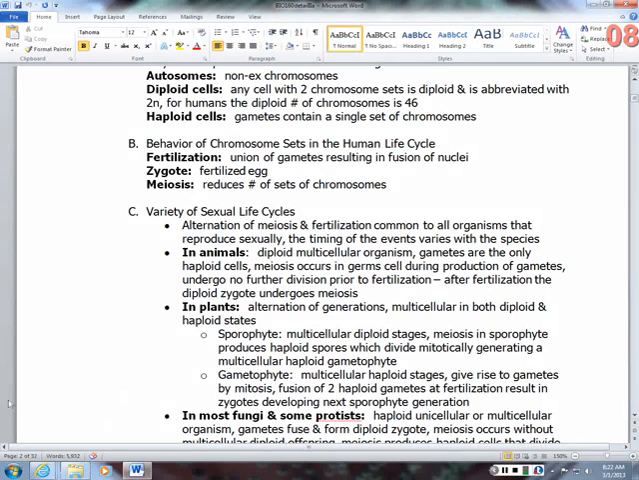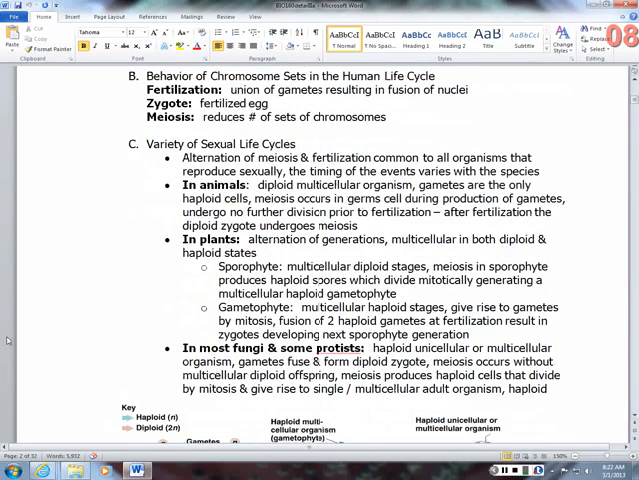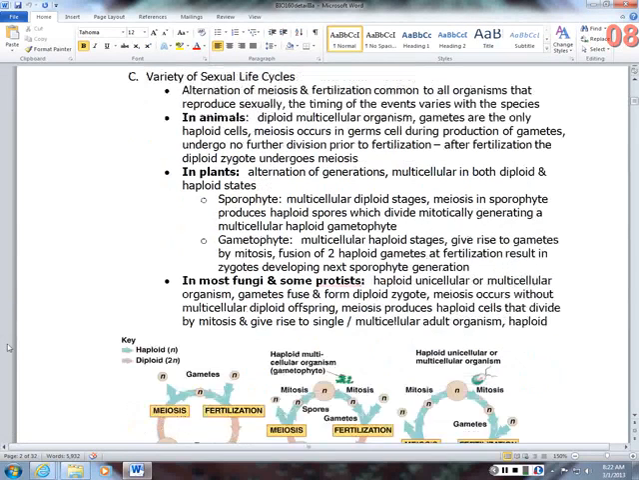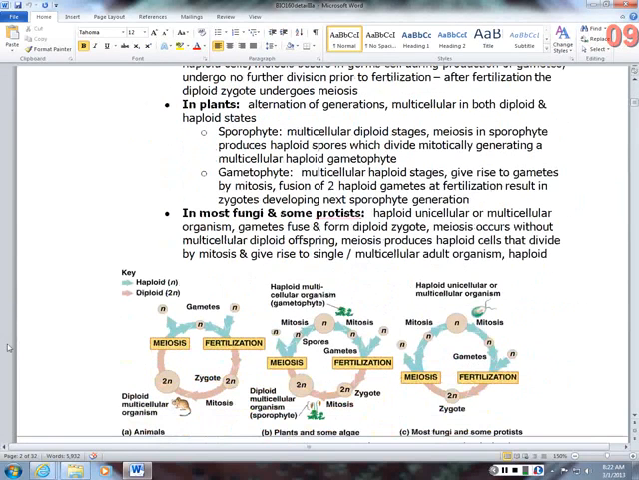So the sexual life cycle, there is some variation depending on what kind of organism you are. And the picture summarizes it real nicely down here.